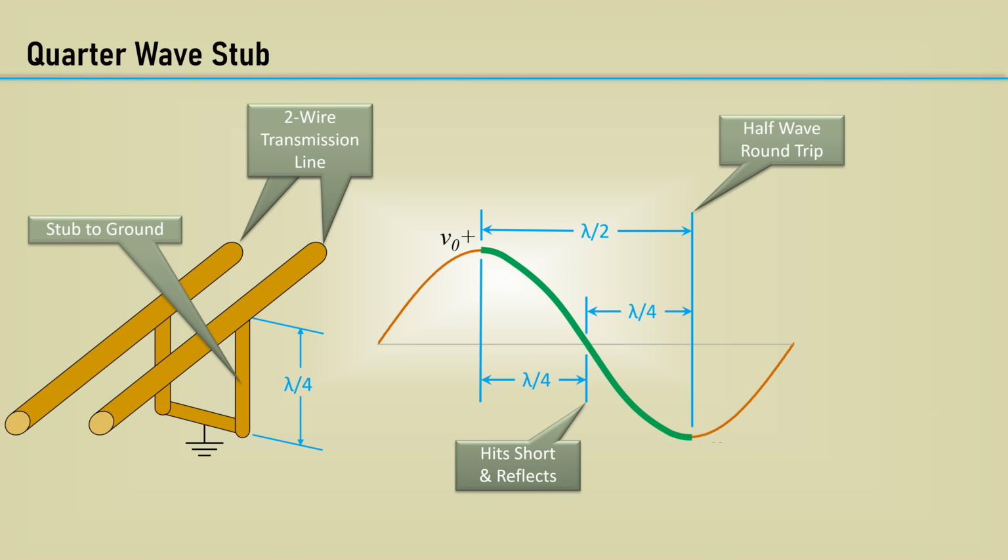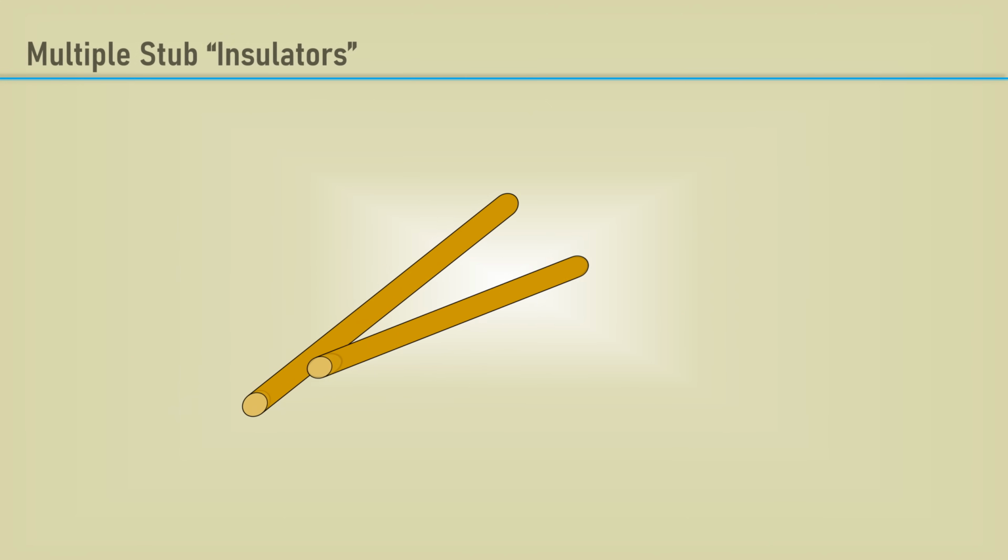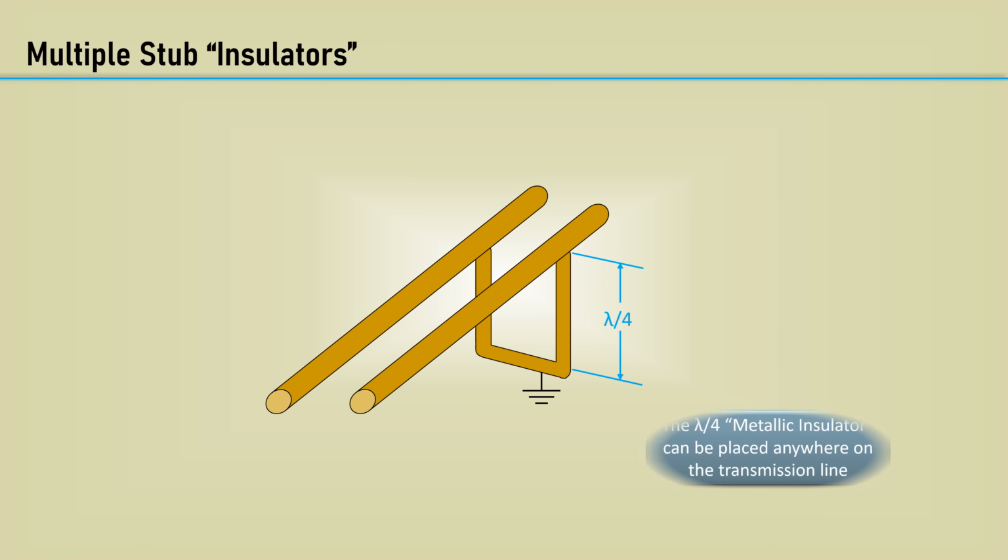At that point, the voltage is opposite of what it was to start with, which is 180 degrees out of phase, and it cancels out. Ponder the concept of this as a metallic open. At frequencies above and below this quarter wavelength, the signal is shorted by the stub, and the power is reflected back to the source. This quarter wave stub insulator, just like the two-wire transmission line standoff insulators, can be placed anywhere on the transmission line and still be a valid transmission line.